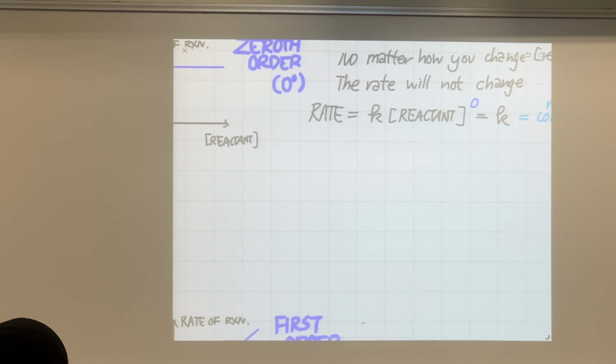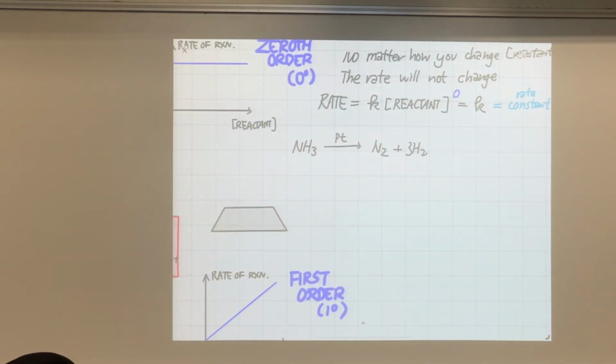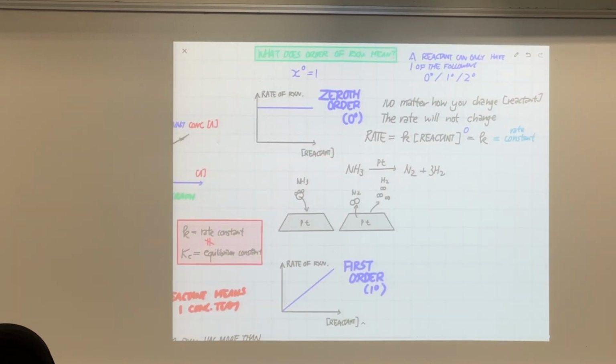Ammonia can be broken down back into nitrogen and hydrogen in the presence of a catalyst, platinum. Platinum is a catalyst that provides a catalytic surface. The ammonia will attach itself onto the surface of platinum, and then it will be broken down back into nitrogen and hydrogen. So 3 of the hydrogen. These are hydrogen and this is nitrogen. This is ammonia. So why is this reaction zero order?